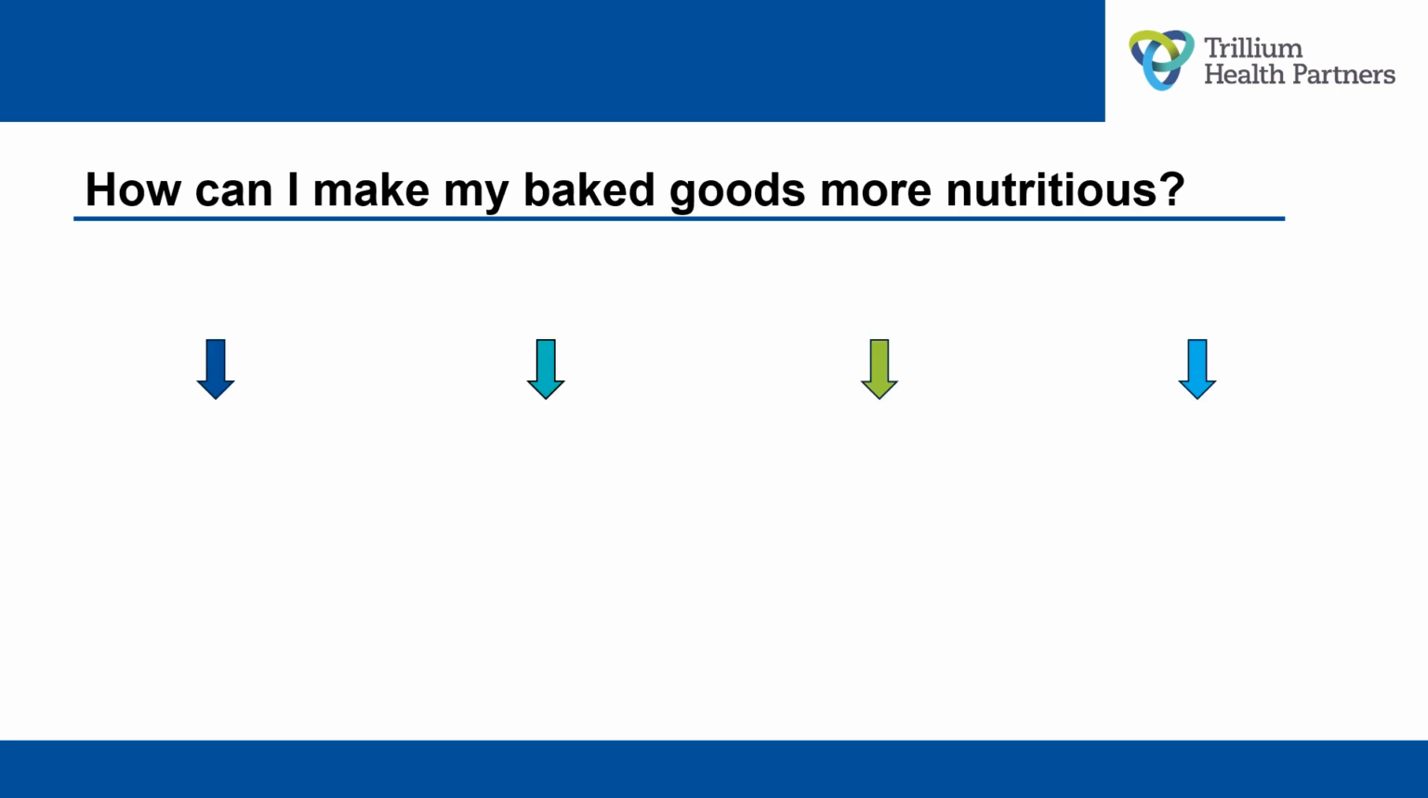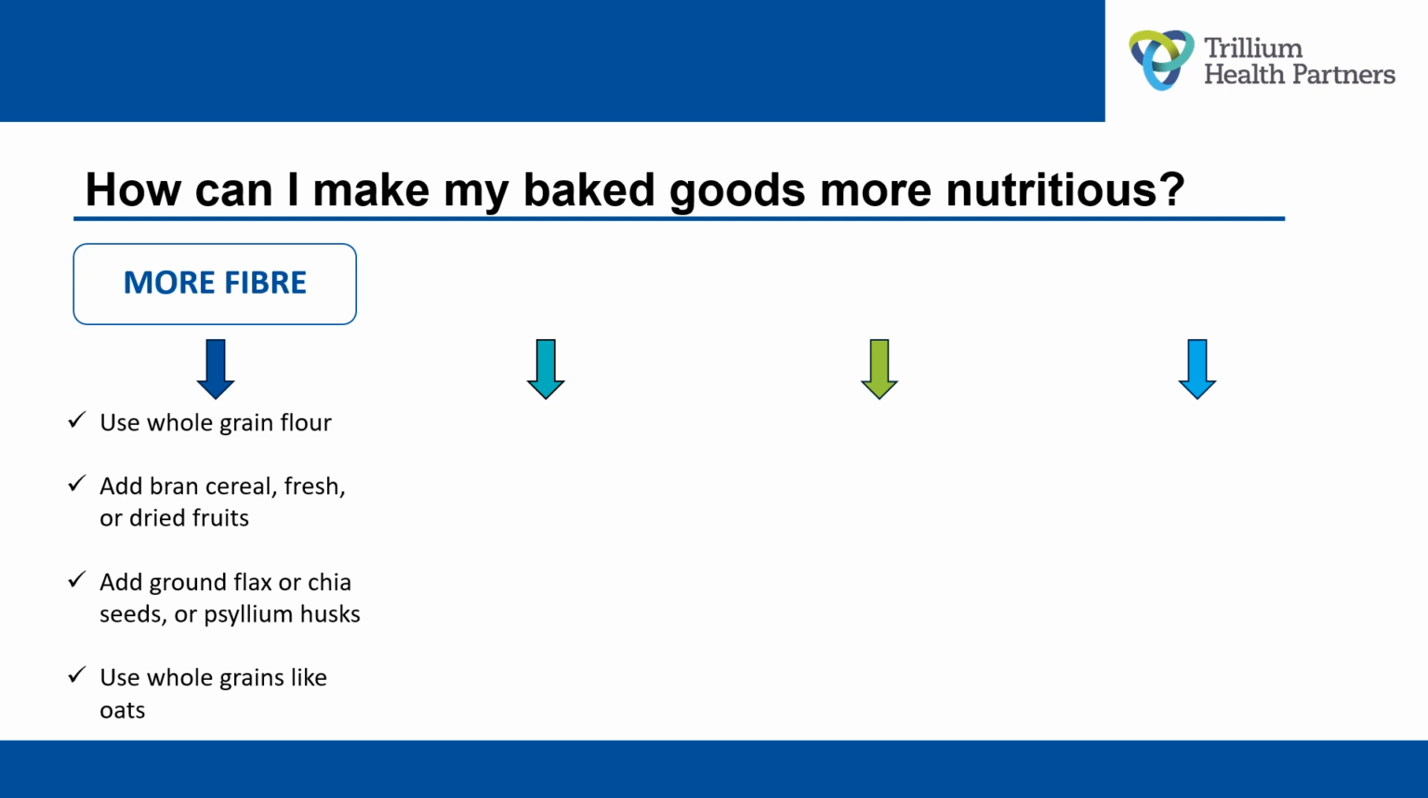How can you make your baked goods more nutritious? We can add more fiber. How do we do this? We can use a whole grain flour. We can add bran cereal, fresh or dried fruits. We can add ground flax or chia seeds or psyllium husks, or use whole grains like oats.